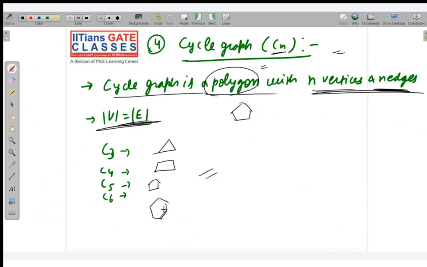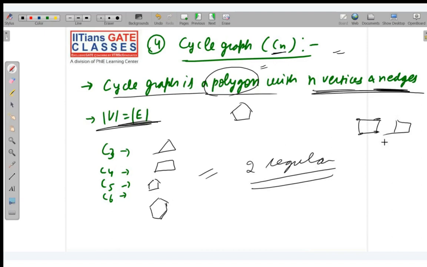So cycle graph is 2 regular. I should say it like this. But is every 2 regular graph a cycle graph? No, 2 regular can be like this also. This is not a connected graph, so this is not a cycle graph. So it should be 2 regular and connected.